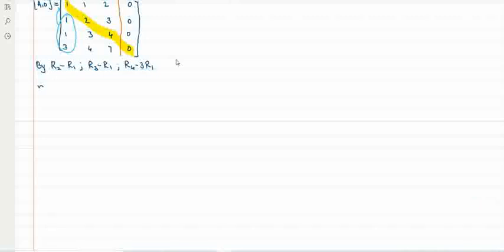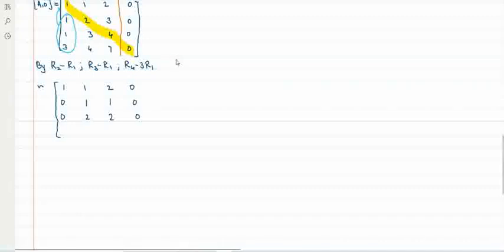So the new equivalent matrix, where first row has no change: 1, 1, 2, and 0. Directly subtraction: 1 minus 1, 0, 2 minus 1, 3 minus 2, and 0. 1 minus 1, 0, 3 minus 1, 4 minus 2, and 0. Now next you have to multiply by 3 and subtract. 3 minus 3, 4 minus 3, 7 minus 6, 0 minus 0.